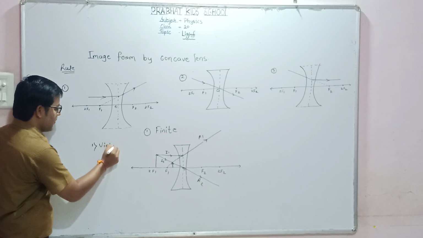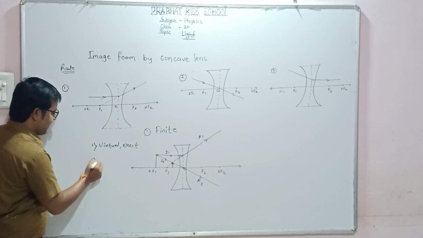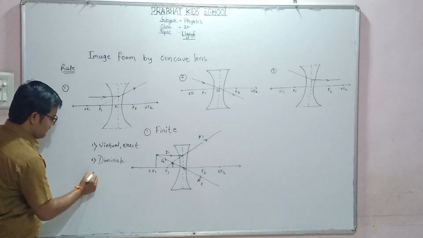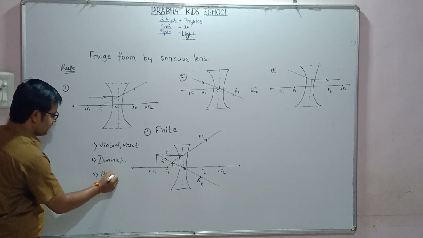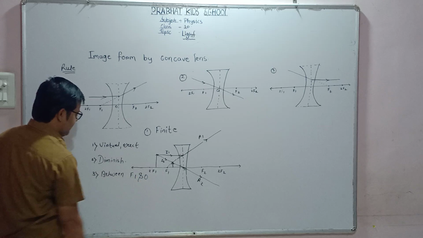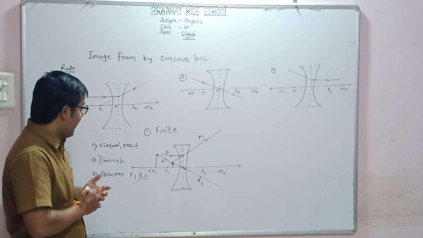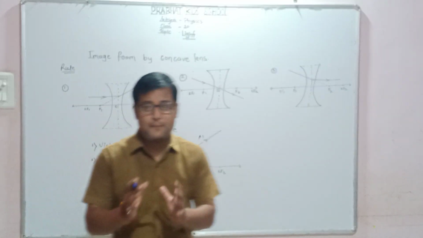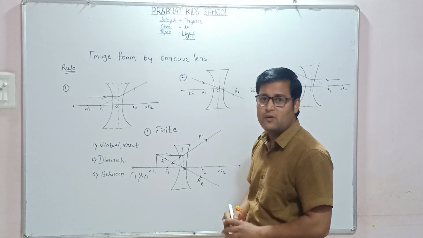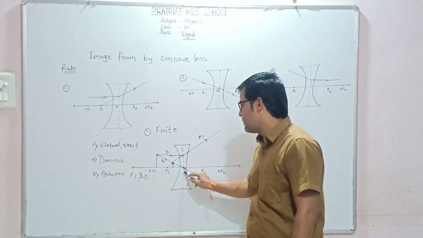So what are the characteristics of the image? Virtual, erect, second diminished, okay, and third one between F1 and O. Image is formed between F1 and O. So dear student, you should remember this point. When an object is placed at a finite distance of this lens, which lens, this is a concave lens, okay. So what happens? The image always forms between F1 and O, that is focus one and the optical center.